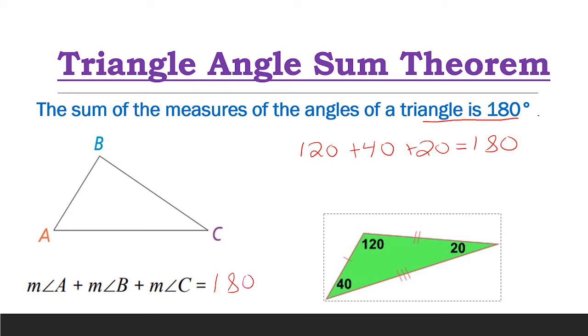Another example, if this is 60, and this angle is 40, that third angle would have to be 80 because 60 plus 40 is 100 and 180 minus 100 will give me 80 degrees. So all angles equal 180 degrees in a triangle.